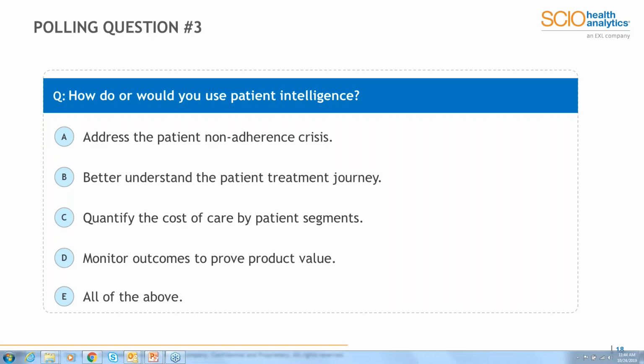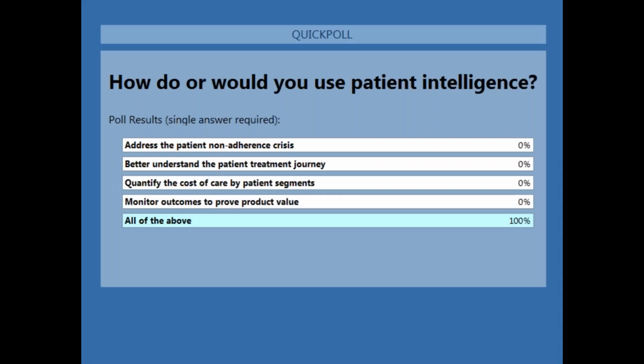Well, from the votes I see, it's unanimous. Really, all of the above. Those are key applications of how patient intelligence is used to address those 4 answers. Mark, John, any comments regarding the polling results? Any surprises?